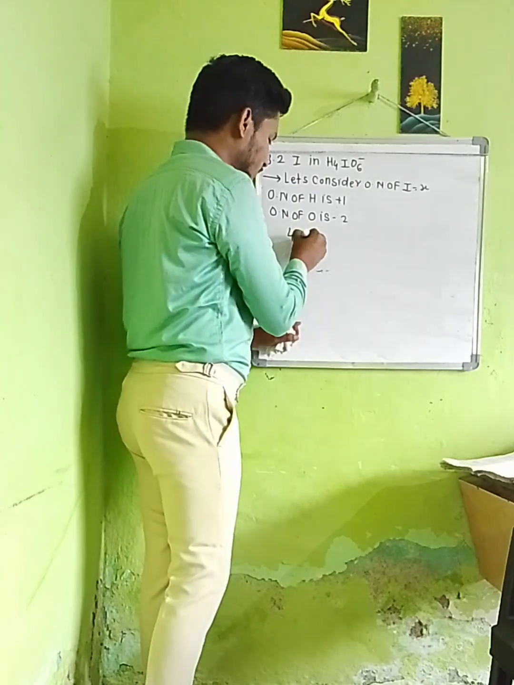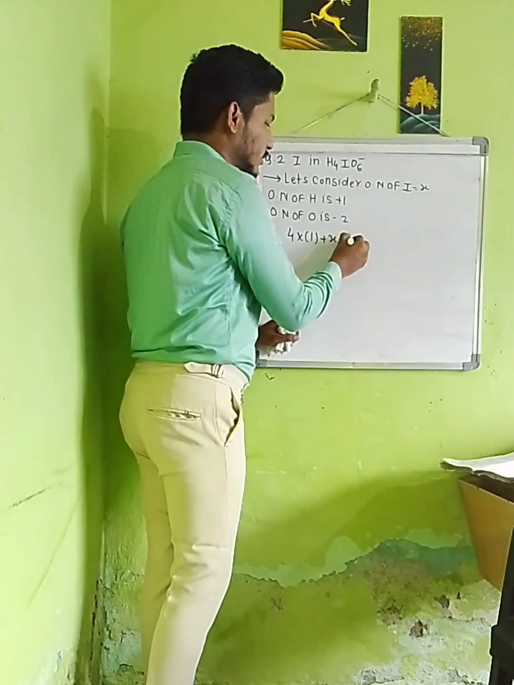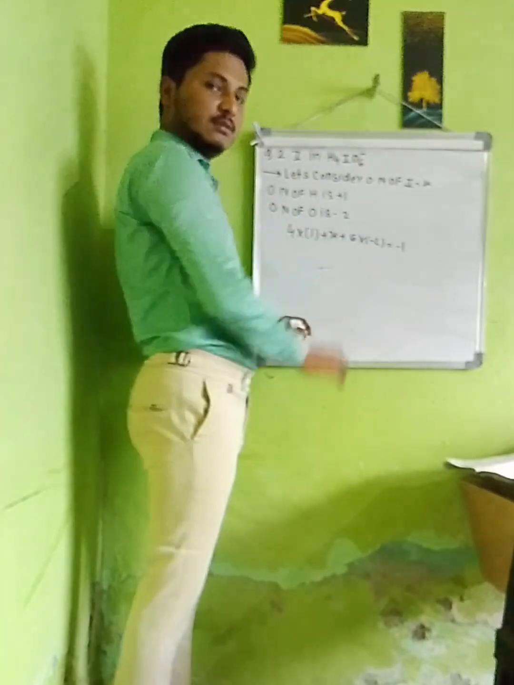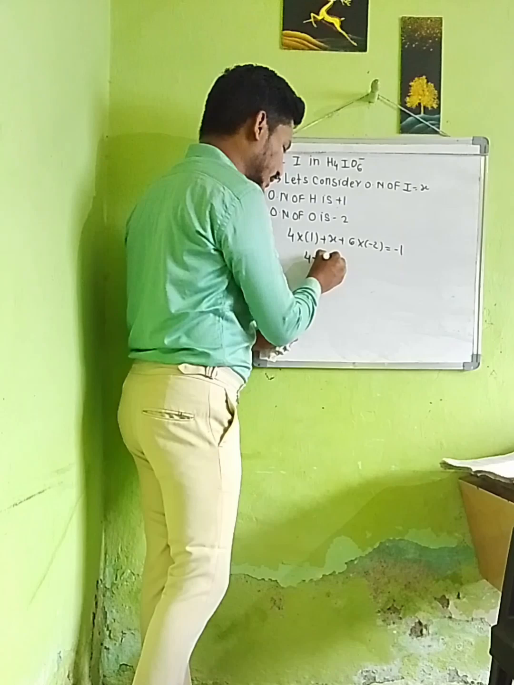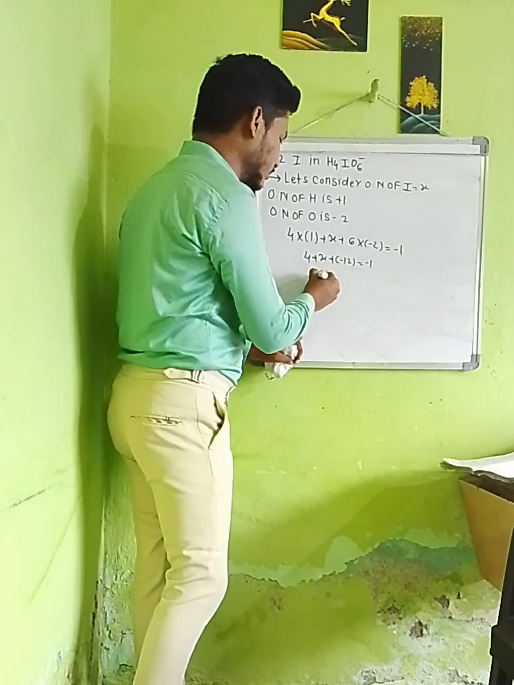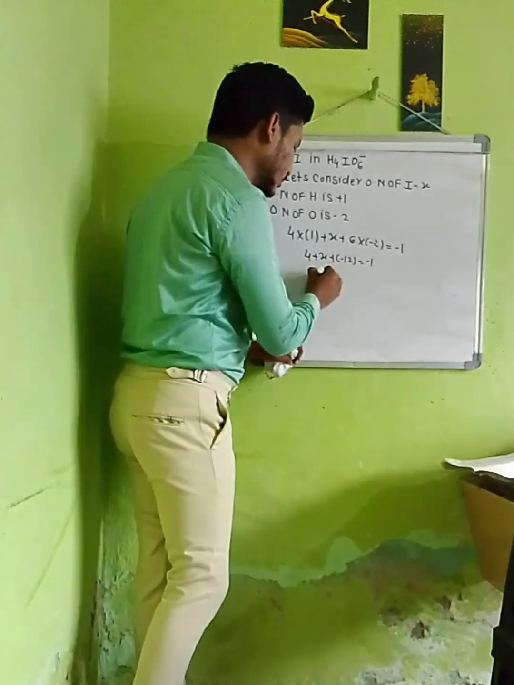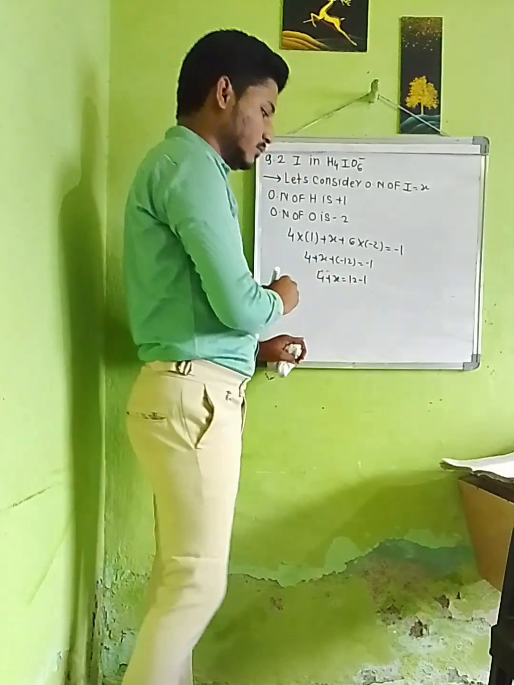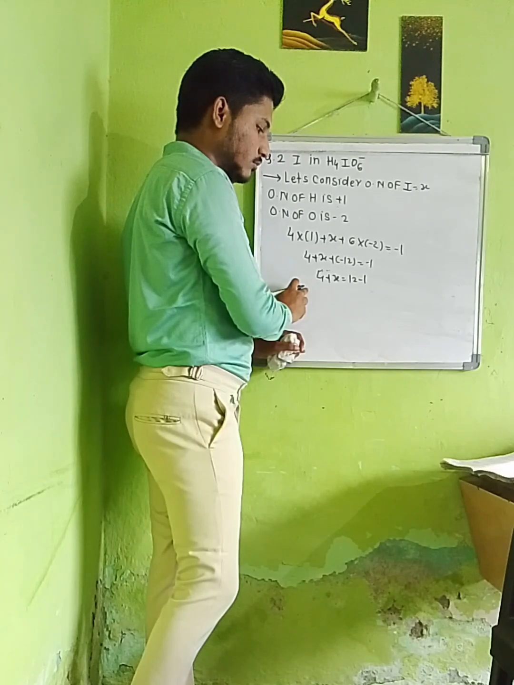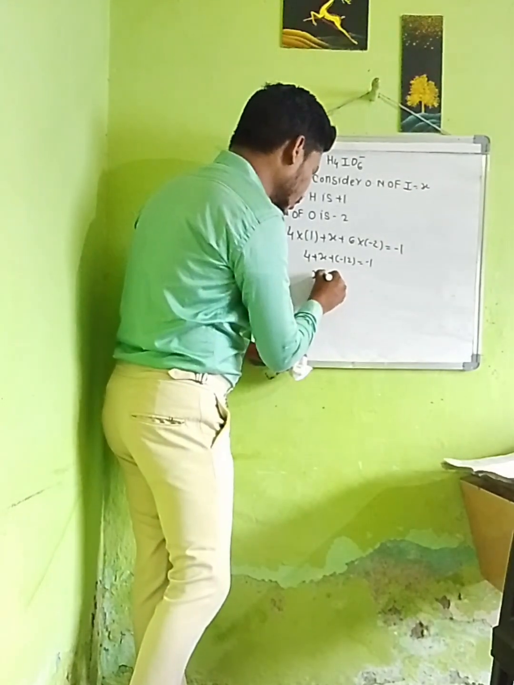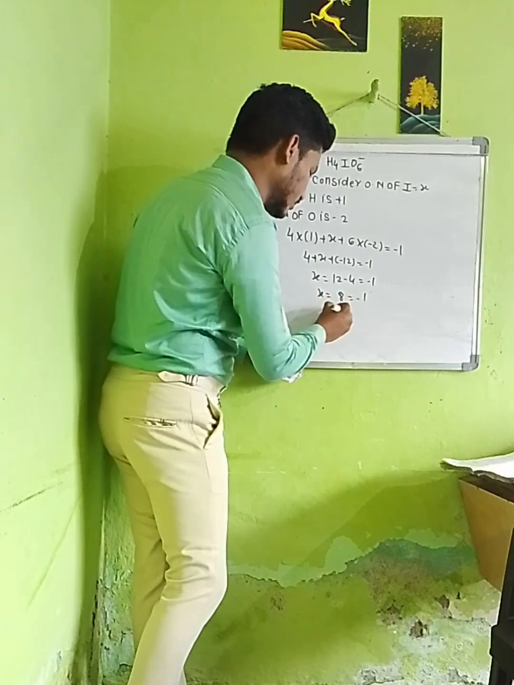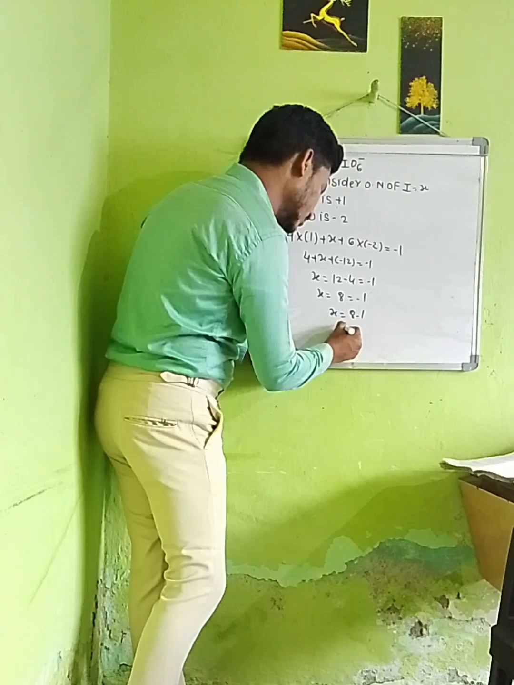4 into 1 plus x plus 6 into -2 is equal to -1. -1 we wrote here because here the overall charge is -1. Solve this equation. 4 plus x minus 12 is equal to -1. Then x is equal to 12 minus 4 minus 1. X is equal to 8 minus 1. X is equal to 7.